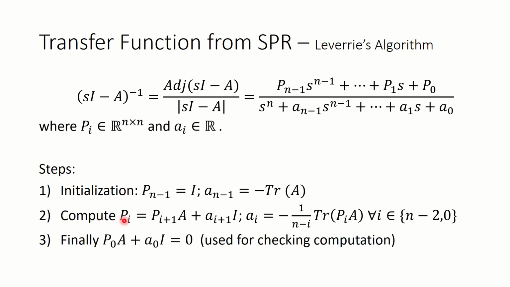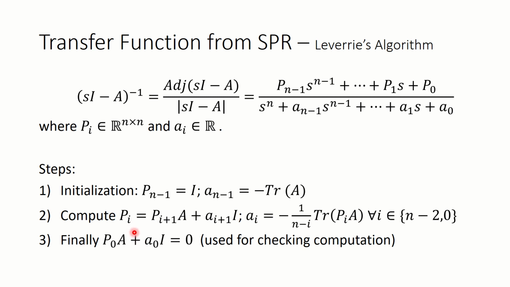The next step is to compute Pi, which is Pi plus 1 A plus ai plus 1 I. So Pn minus 1 is already computed. What you compute is basically Pn minus 2 here, using Pn minus 1 information, which is I here, then A plus an minus 1, which is minus trace of A into I, and something you will get which is Pn minus 2, and you use that to find an minus 2. So an minus 2 will be minus 1 by n minus 2, which is 2, and trace of Pn minus 2 A, and in this way we would proceed.